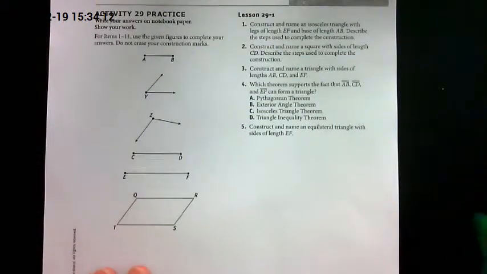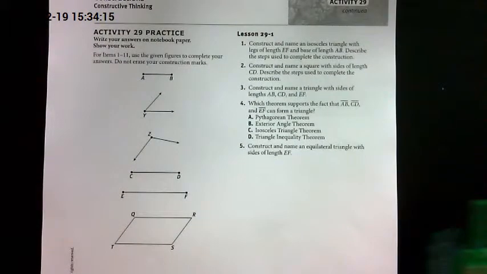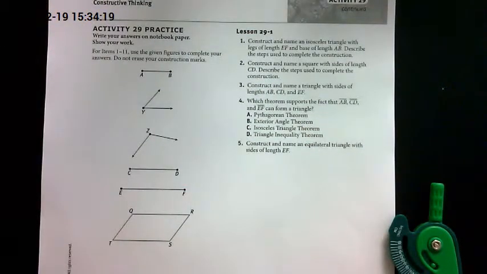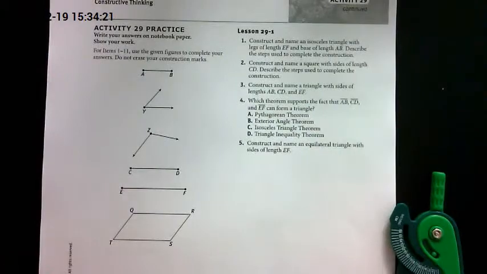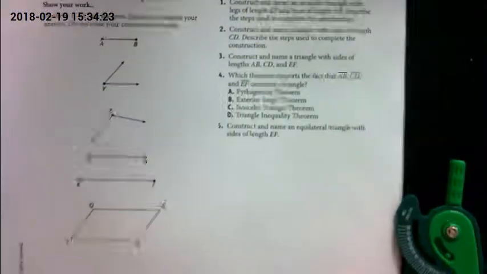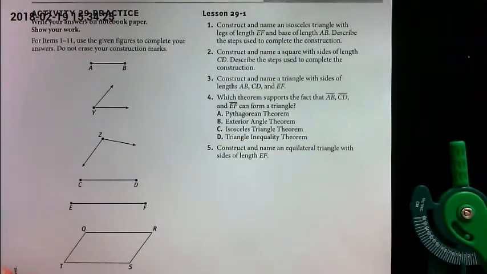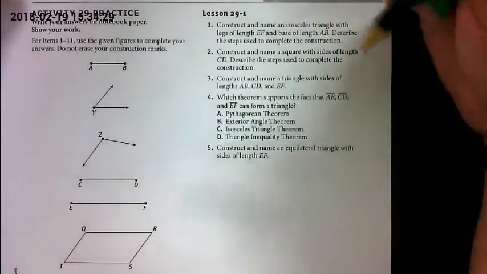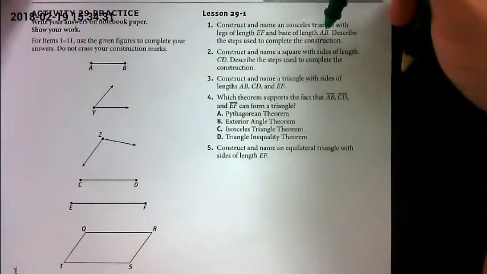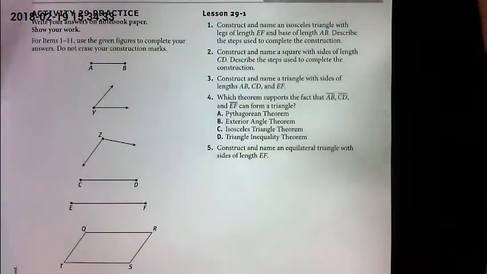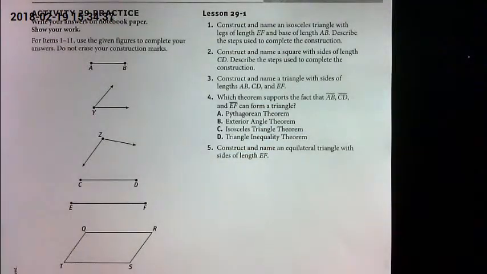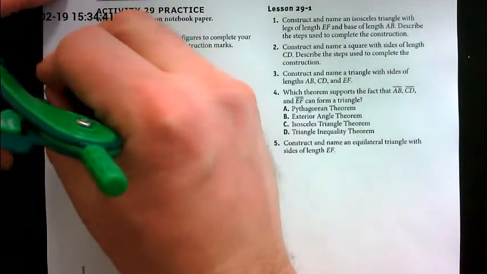Alright, so now here's the springboard lesson from earlier today. On number 1, it says construct and name an isosceles triangle with legs of length EF and base of AB. They give you plenty of room on here to do all your constructions, and I'm just going to do the first one off the side here.